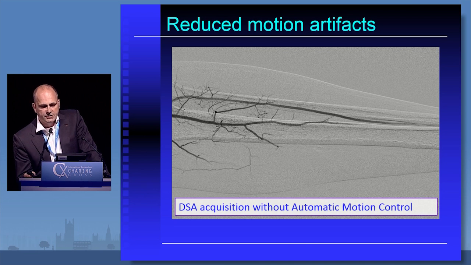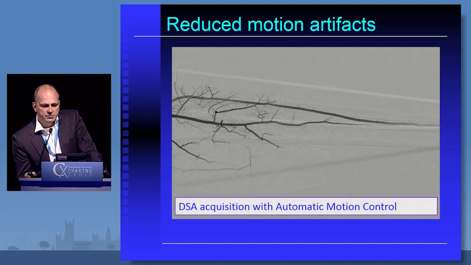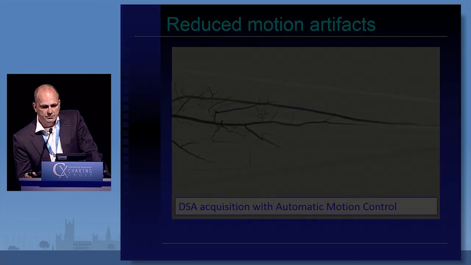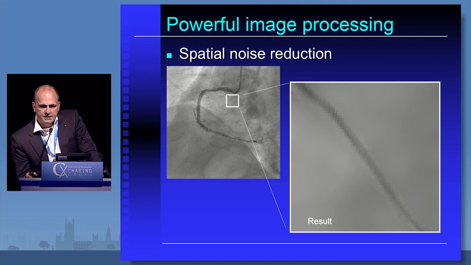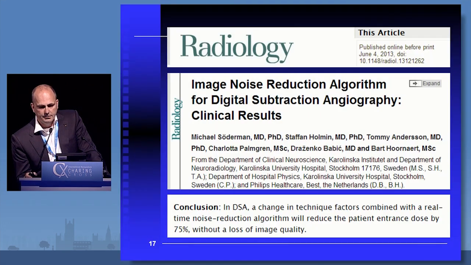One of the techniques I would like to show to you is the reduced motion artifacts, where we do a DSA acquisition without automatic motion control. And once we incorporated the automatic motion control, you see that the images actually increase quite a bit in fineness, in contrast richness, and this is all done automatically by reducing the patient motion. Another technique that's being used is spatial noise reduction, shown in this case in a coronary intervention. The technique is now capable of identifying the true object, preserving the true object, and averaging out the noise around the object, where we can have very nice results in high power magnification.